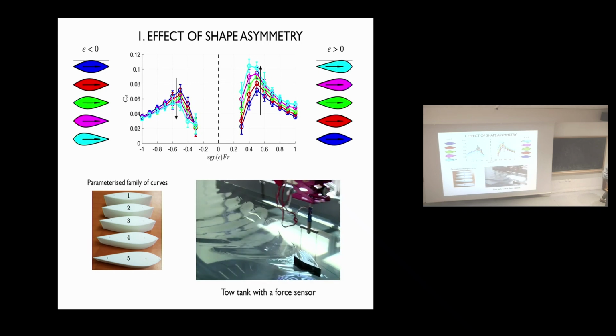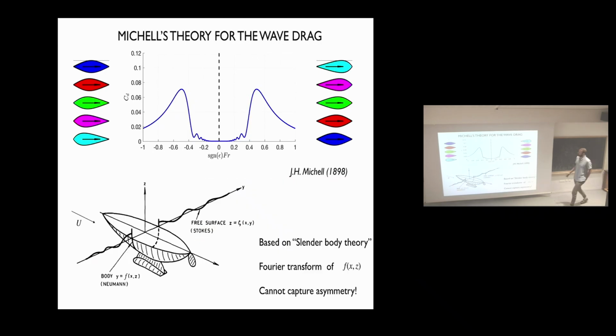The problem is, you can write down a theoretical calculation for the wave drag. It was first derived by Michell in 1898, and it's based on slender body theory. It's a potential flow. You take a Fourier transform of the boat shape, and you get this very beautiful curve. You can see these oscillations associated with the fact that you're taking a Fourier transform of a finite object.